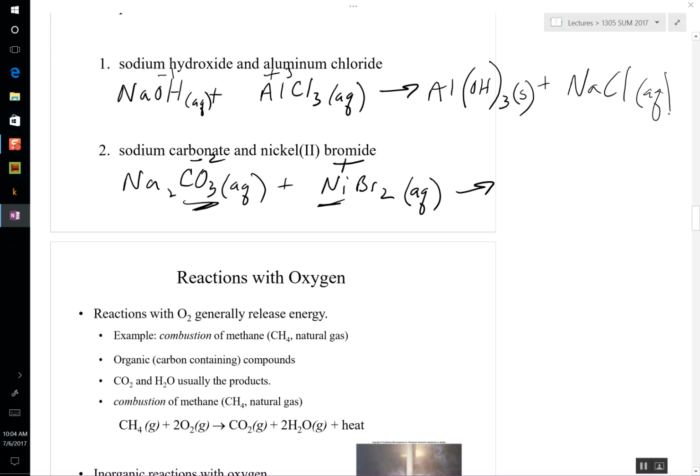Yeah, that S doesn't mean soluble. That S means it's a solid. Okay? Don't get confused. That S isn't saying that is soluble. It's saying it's not soluble. It is a solid.